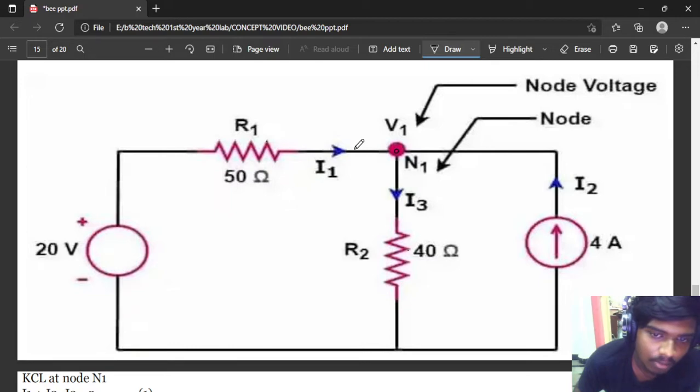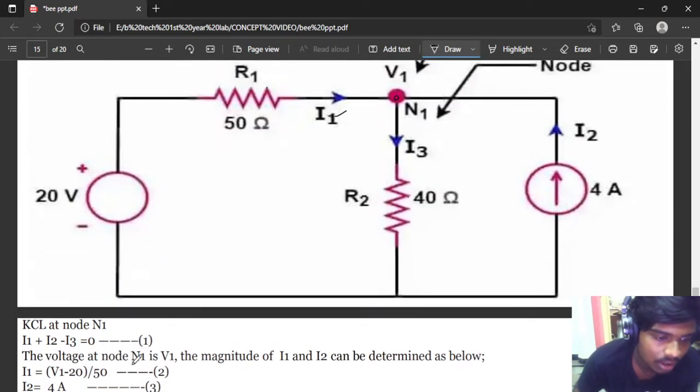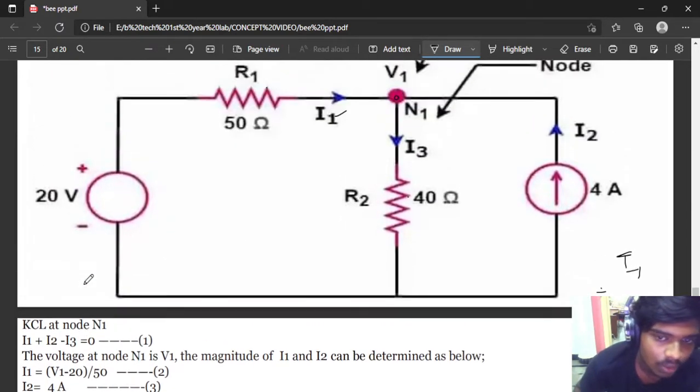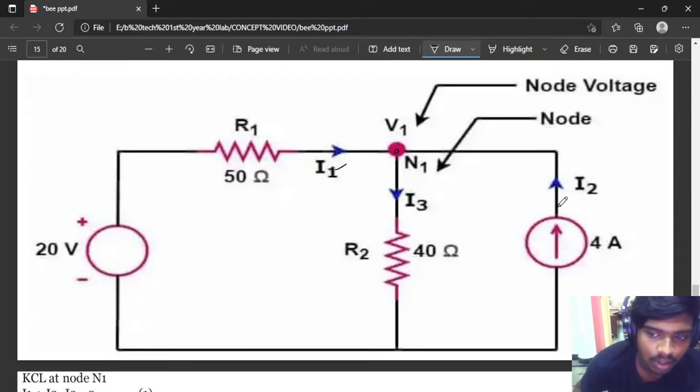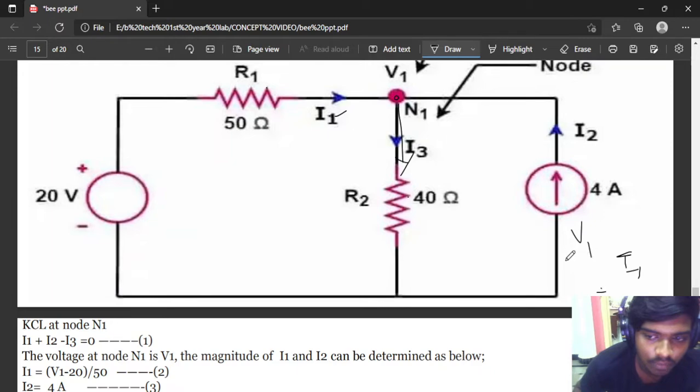That is I1 and I2 minus I3 equal to 0. The voltage at node N1 is V1, and the magnitude of I1 and I2 can be determined by I1 equal to V1 minus 20 by 50, and I2 is 4 amperes, and I3 is V1 by 40. Why? Because this is in the downwards direction, V1 by 40.